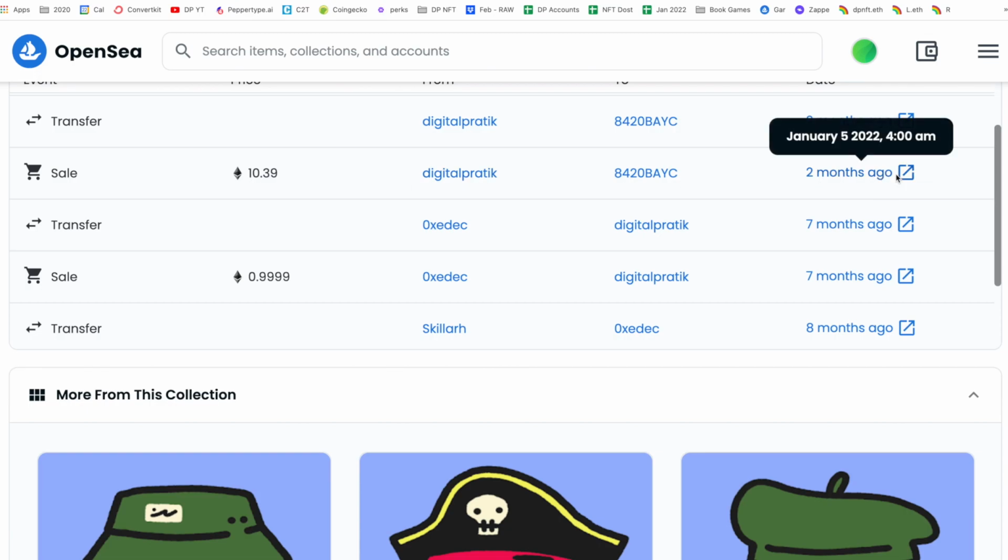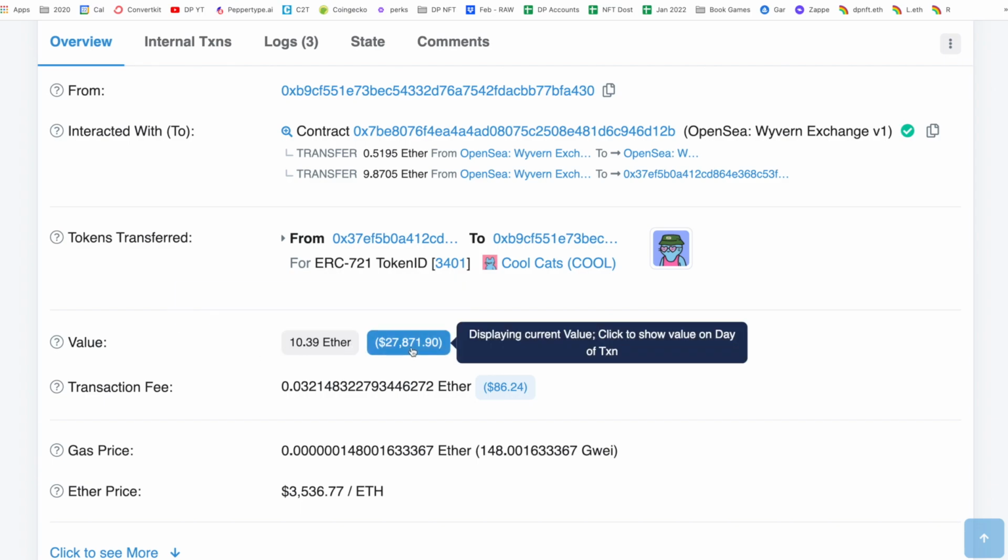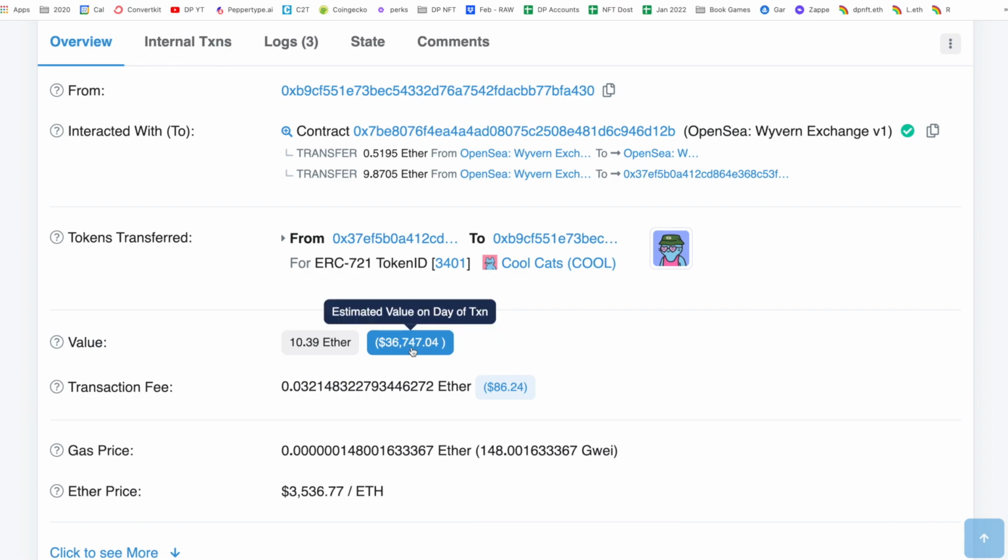Let's click on this. Now on this page, you can see the value is 10.39. Once again, when you move your cursor, it would say displaying current value of 10.39 Ethereum. But when you click on this, look at this. When I sold this Cool Cats NFT, obviously I had reasons. Three major reasons.